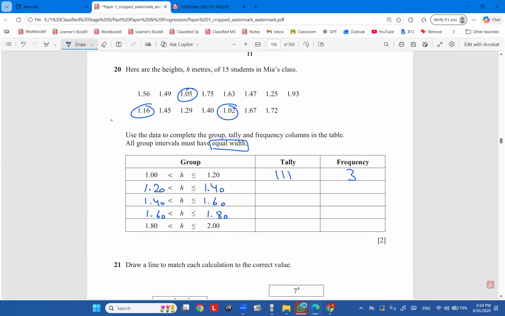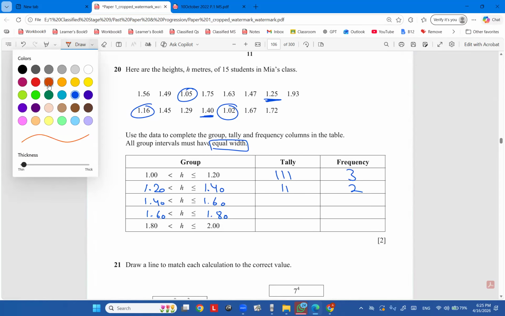Tally, frequency 3. While between 1.20 and 1.40, you're going to find less than 1.40, we have this. And they told you it is equal to 1.40, so this is included with us as well. 1.40 is included, 1.20 is not included. And that's it, so it is only 2. Let me change the color, or you can change the sign, you can make it zigzag or whatever.